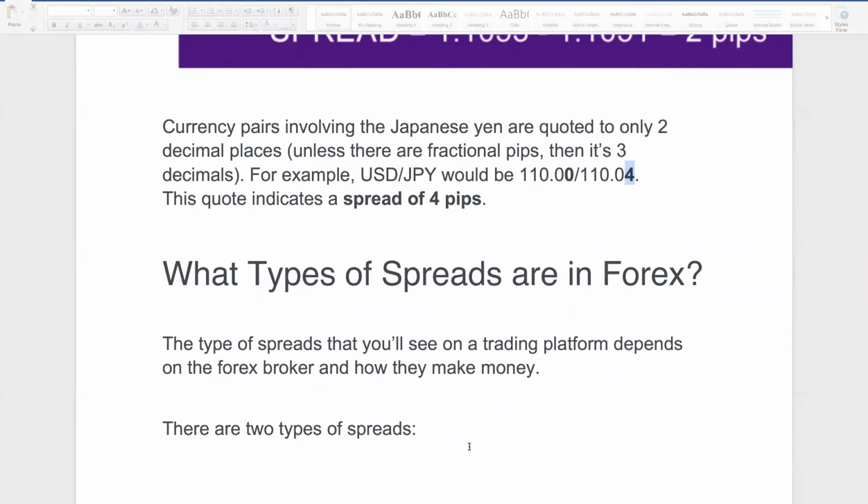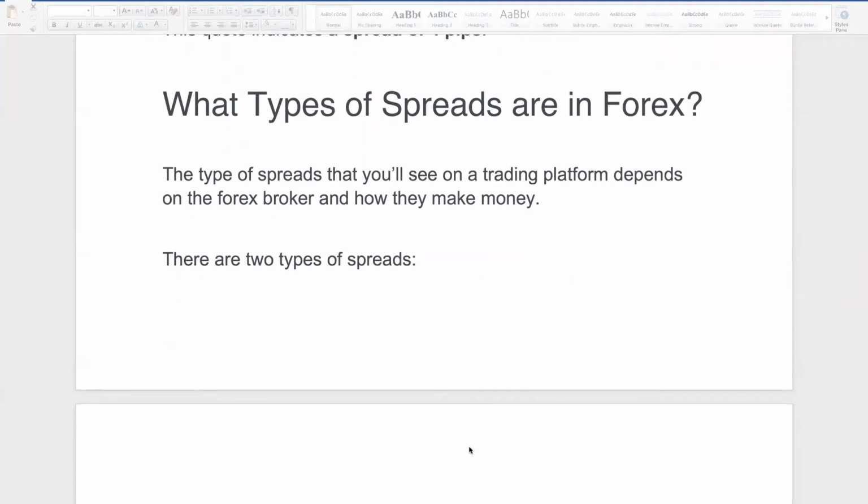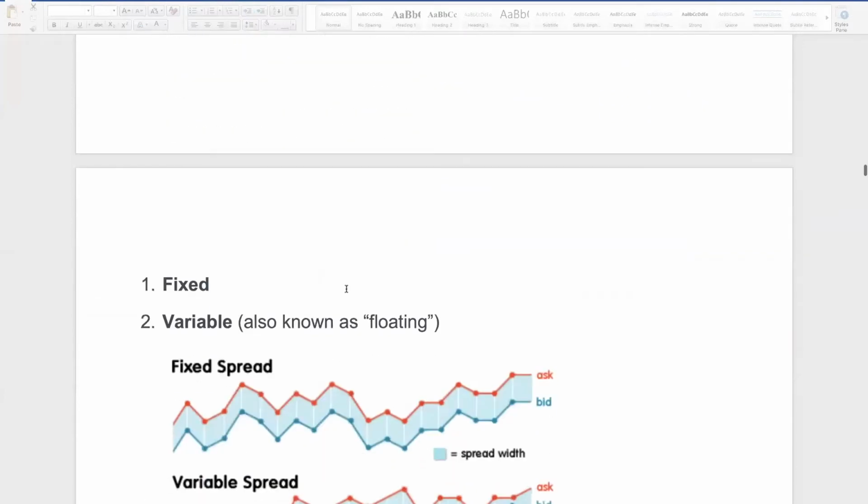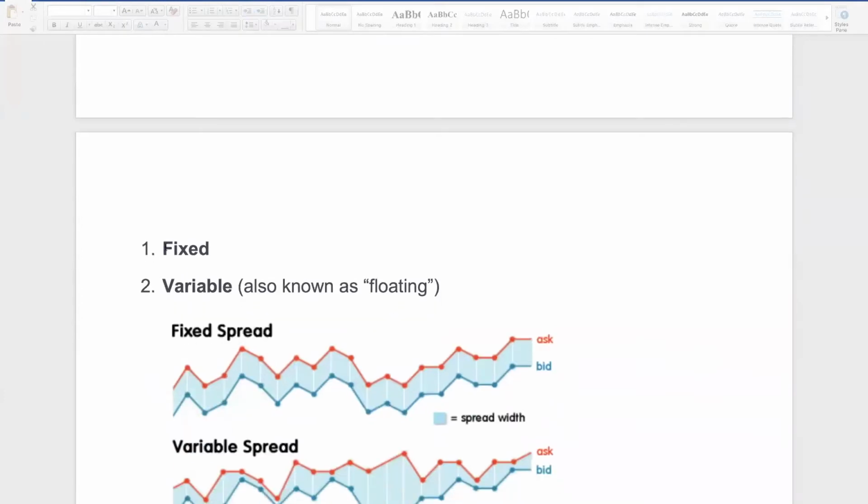What types of spreads are in Forex? The types of spreads that you see on a trading platform depend on the Forex broker and how they make money. Either they make money from spreads, or they make money from commissions. I'll also show you, not today, what to consider when you want to choose a Forex broker. There are two types of spreads. Number 1, fixed spread. Number 2, known as variable or floating spread.